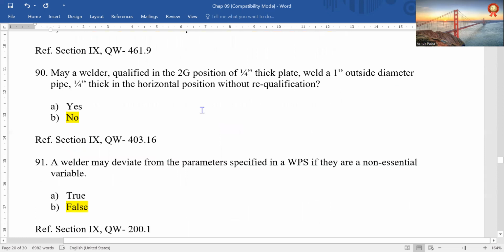May a welder qualified in the 2G position on 1/4 inch thick plate weld a 1 inch outside diameter pipe? No. 1/4 inch thick in the horizontal position without requalification.